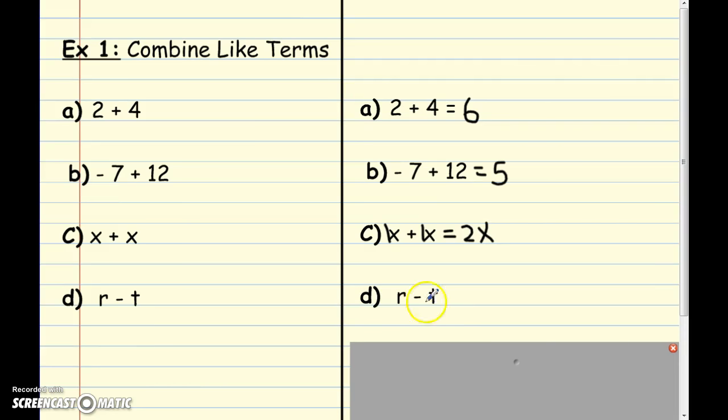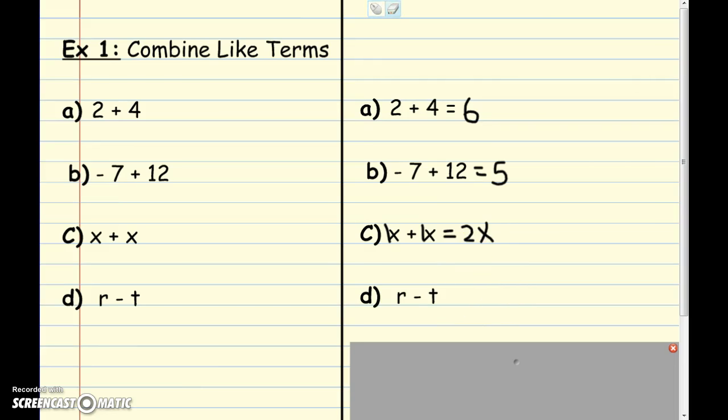In example D here, do you see the same variable in either part of it? No, we don't. So there's actually nothing that we can do to simplify this any further. You could say this can't be simplified, there's nothing we can do, or simply just rewrite it as is. Maybe I should erase that.